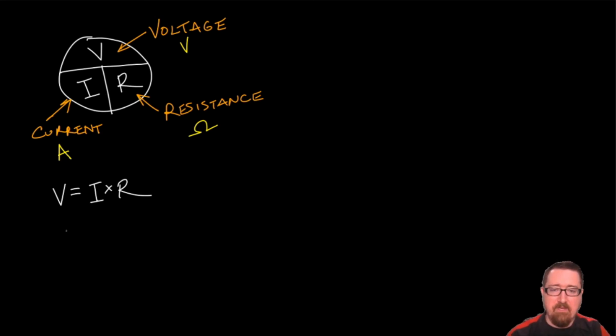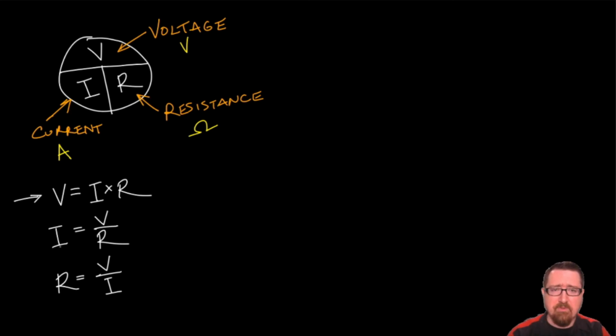Now we can also figure out I, or our current, by simply taking V and dividing it by R. We have our line up here, V on top of R, and that line is our division line. The same thing goes for resistance: if we want to figure out resistance, it's voltage divided by our current. So those are the 3 formulas that we're going to be using in Ohm's law. The main one we're going to see most often is V equals I times R, but it also depends on what we're calculating.